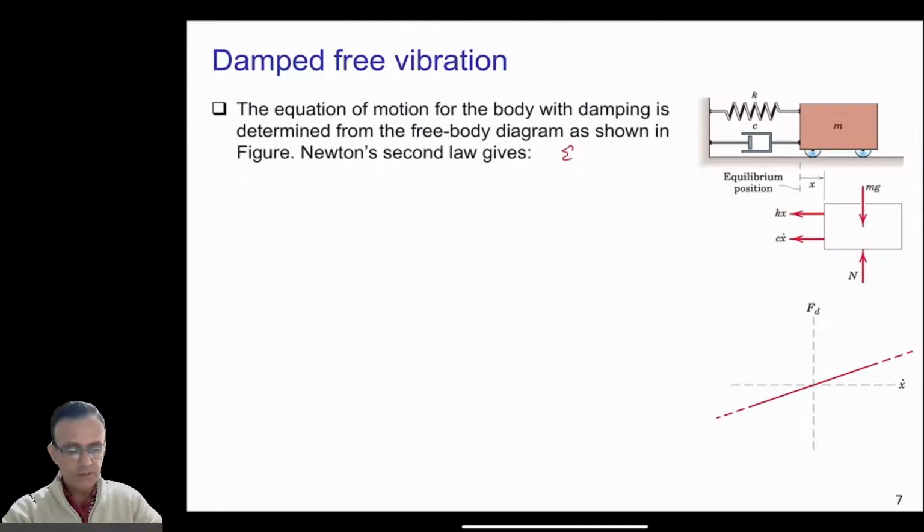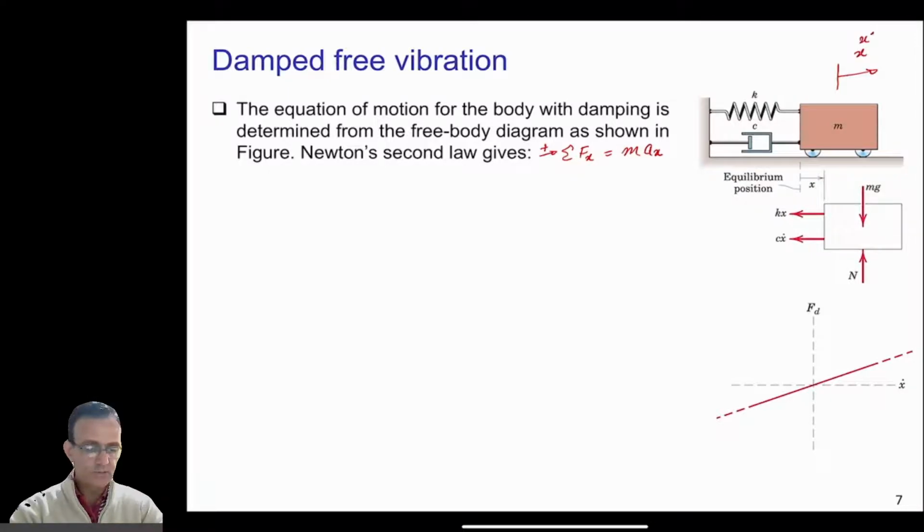So obviously we will use the summation of all the forces along the x-axis equal to m a x, and if we take this as our positive direction, because the x is in this direction, so x dot is also in this direction, and x double dot is also in this direction. We are assuming that everything is positive toward the right. So this means that we can write the equation of motion now. So minus kx, because it's to the left. Similarly, minus c x dot, which is again to the left, and equal to m x double dot. We have this equation here.